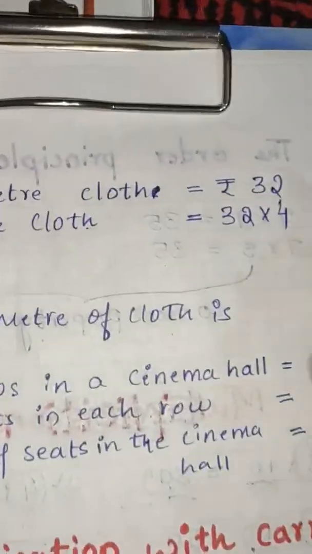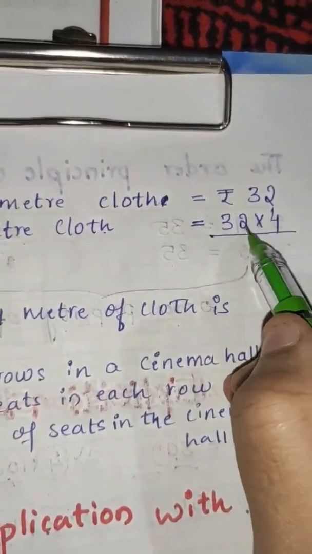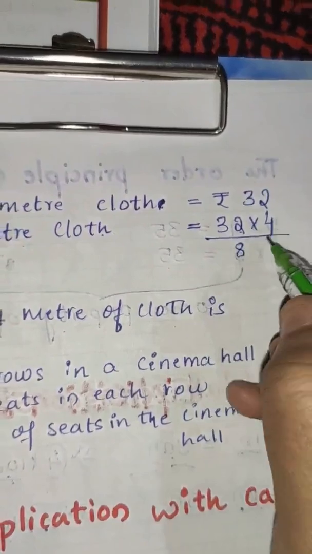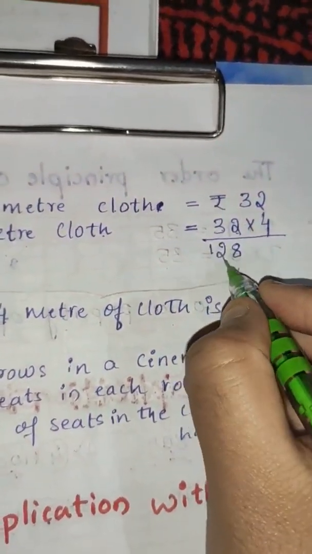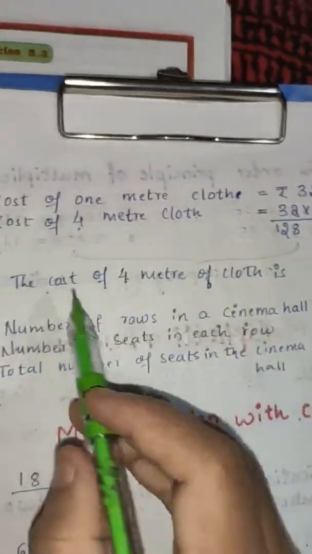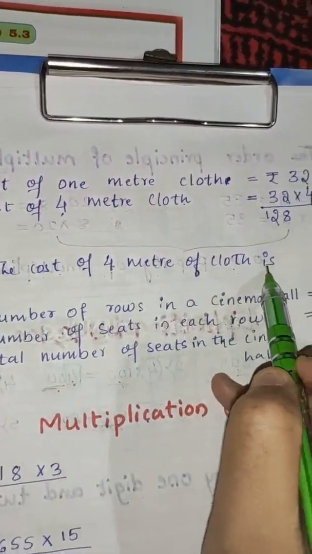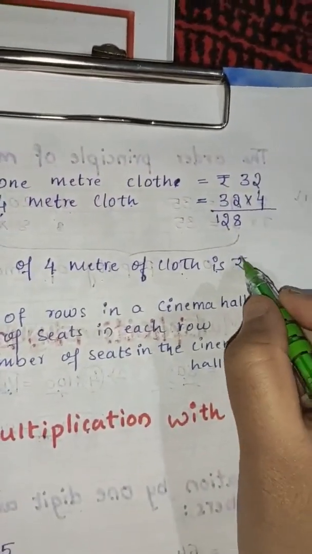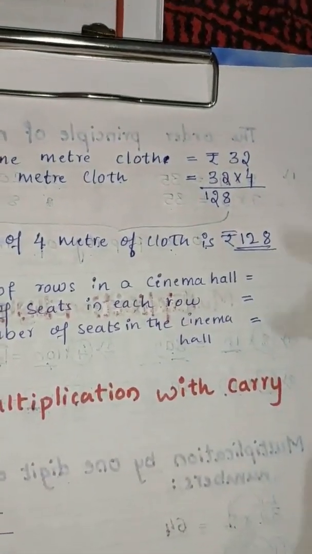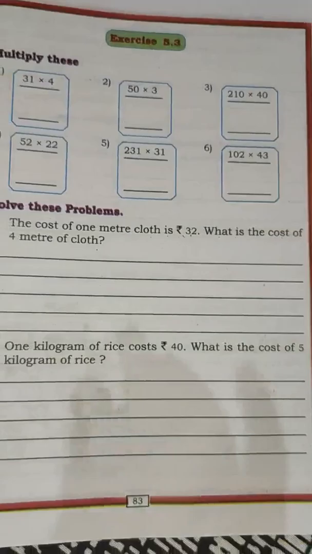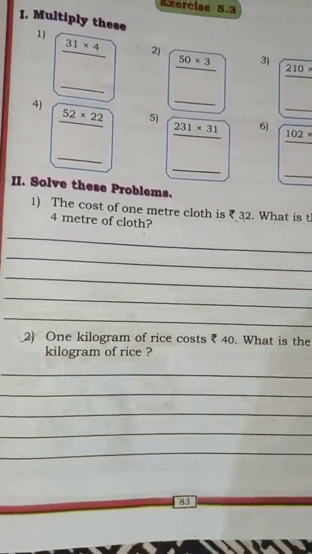Okay, now let's do the multiplication. So here we'll put the line. 4 2s are 8, 4 3s are how much? 12. Yes, so the total cost of 4 meters of cloth is rupees 128. Understood, children? Okay. Now let's take one more example. Okay, this one is easy. You just try to do it by yourself.